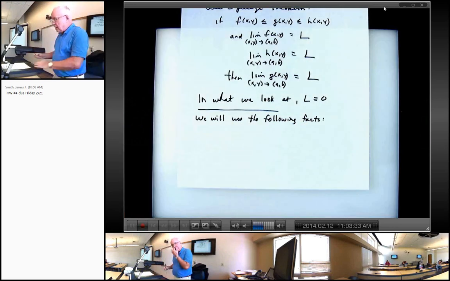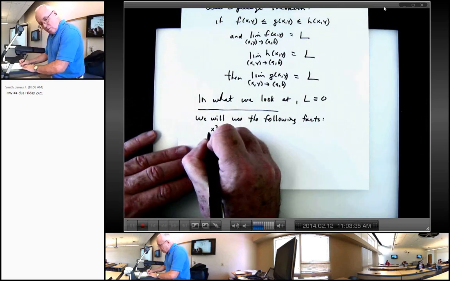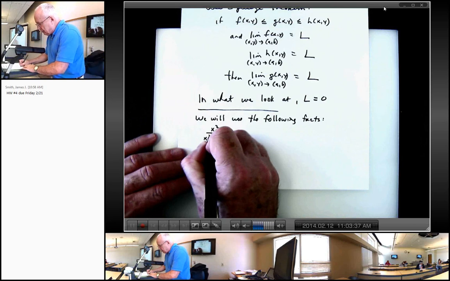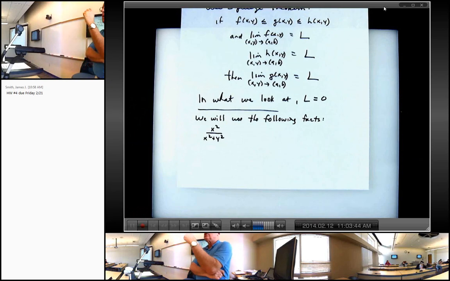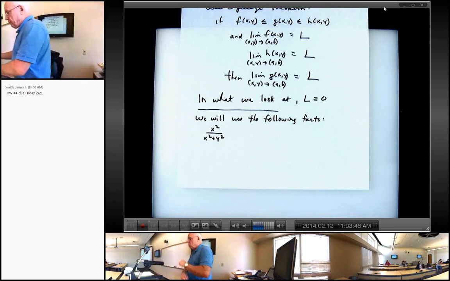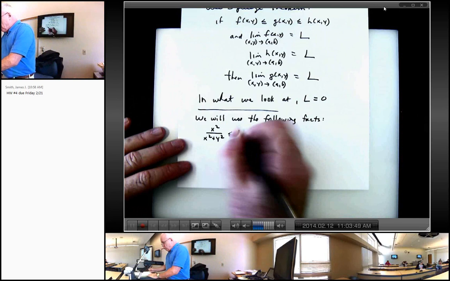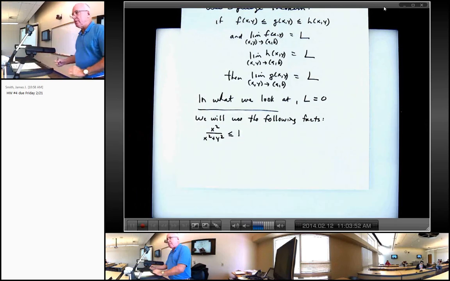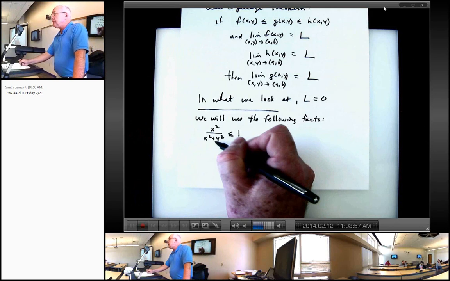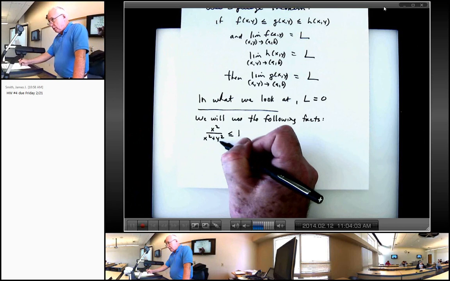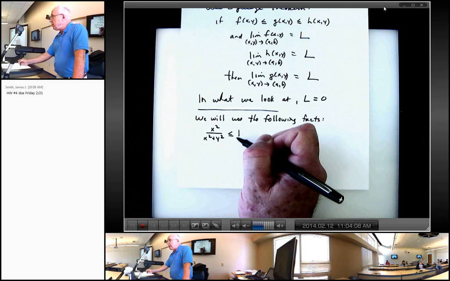First of all, x squared over x squared plus y squared is always going to be less than or equal to the number 1. These are all positive numbers, but the denominator is going to be at least as big as the numerator, because we have a plus y squared. So since the denominator is bigger, it's less than or equal to 1. Does everybody agree that that sounds reasonable?